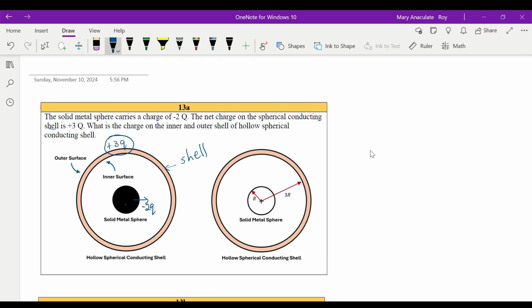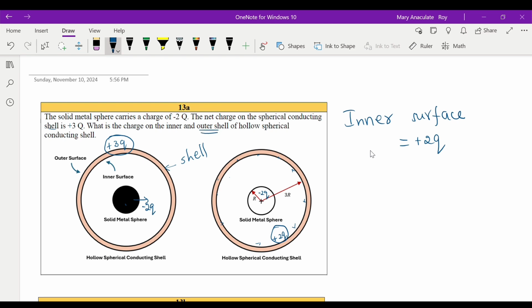As I explained earlier, when there is a negative charge, an equal and opposite charge will be formed on the inner surface of the shell. So the inner surface will have a +2q charge to balance the -2q of the solid sphere which is kept in the middle. Equal and opposite charges will be attracted, so you will have all these charges assembled on the inner surface.